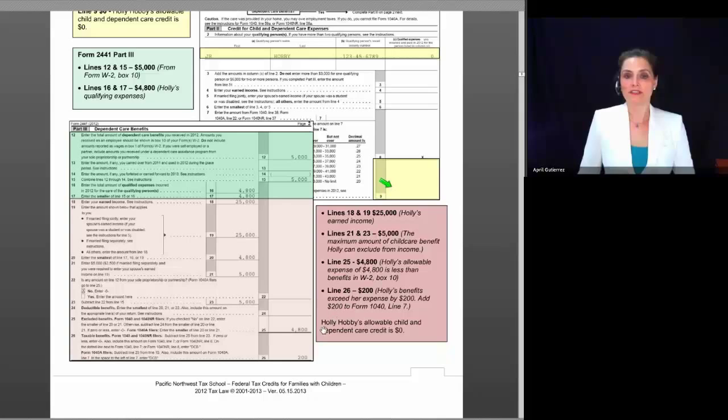And ultimately, she's allowed no child independent care credit. She actually has to include $200 in her income.